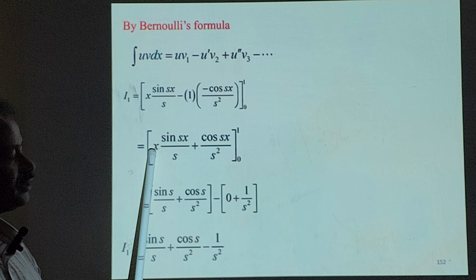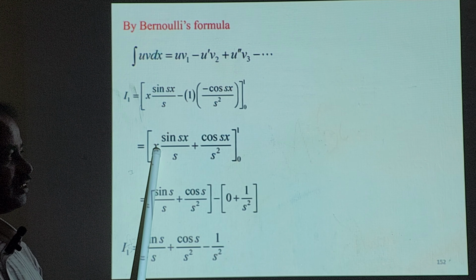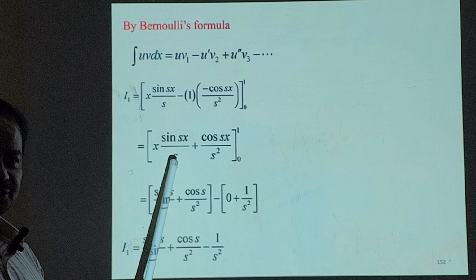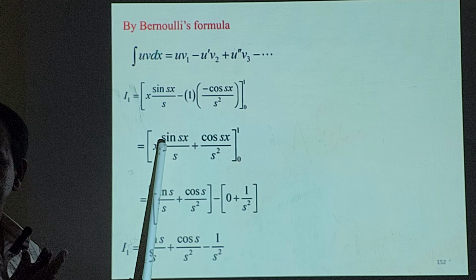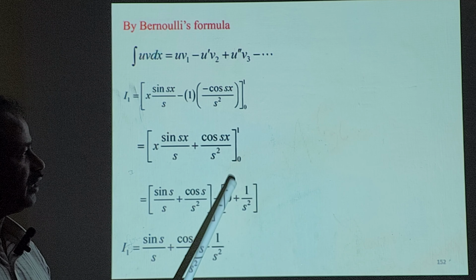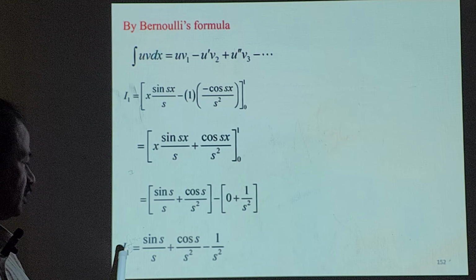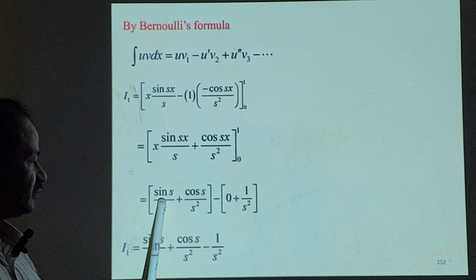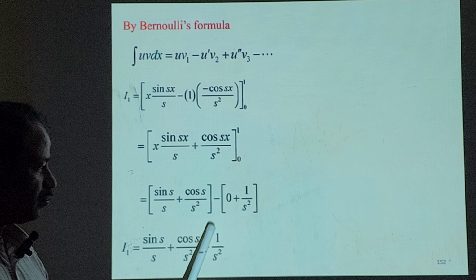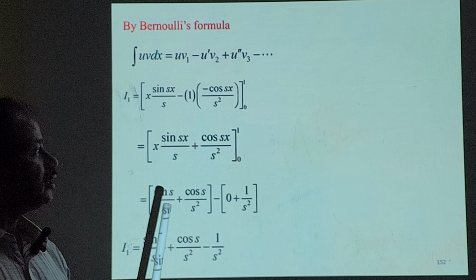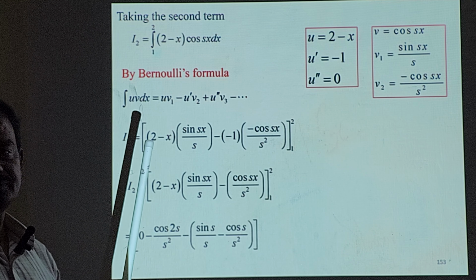Substituting the lower limit, instead of x we substitute 0, so 0 multiplied by anything will be 0. So we have 0 here. Cos 0 is 1, so 1 divided by s square. So the complete answer for the first integral is sin s divided by s plus cos s divided by s square minus 1 by s square. Now we will go for the second term.